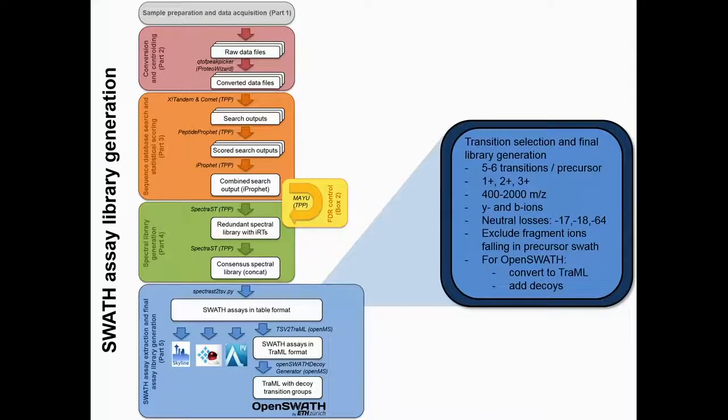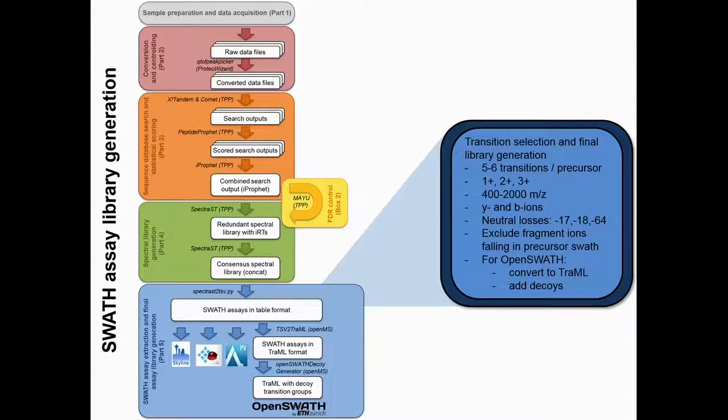Okay, so final step is then, so now we have a spectral library where each peptide only has one spectrum associated with it, either using a best replicate or a consensus approach. And we have these normalized retention times and so on. And now all we have to do is decide which fragment ions we're going to monitor for the DIA analysis. Typically what we recommend, but of course this is open to some optimization as well, would be about 5 to 6 fragment ions per precursor. Usually we have 6 actually.